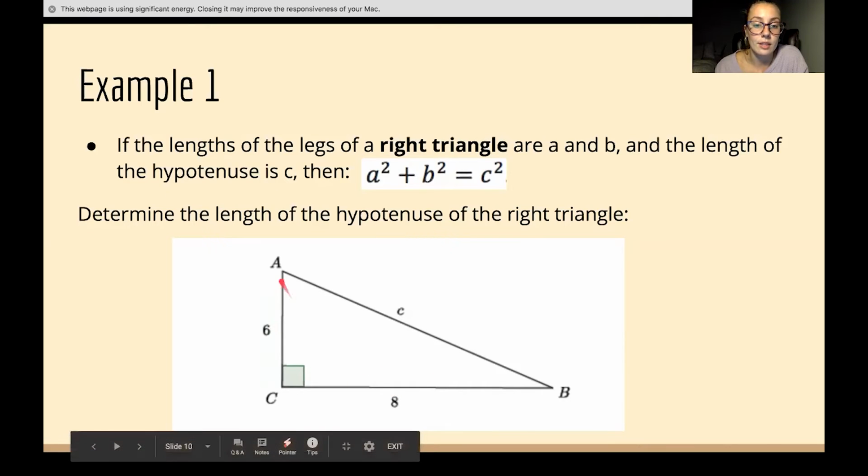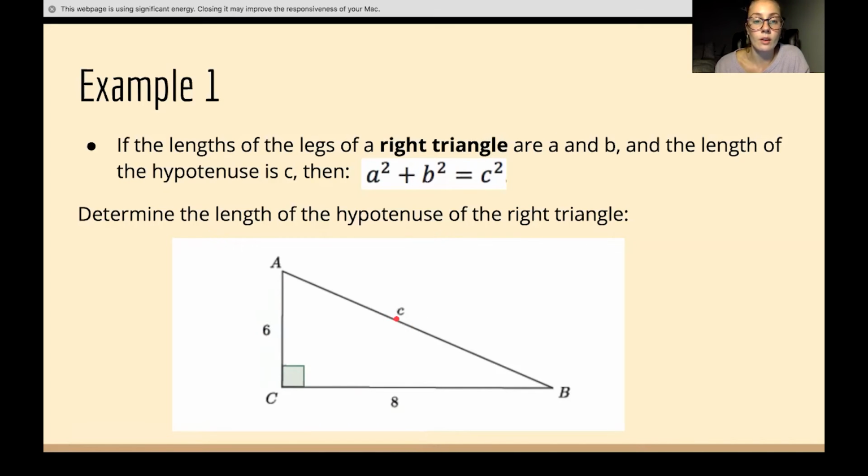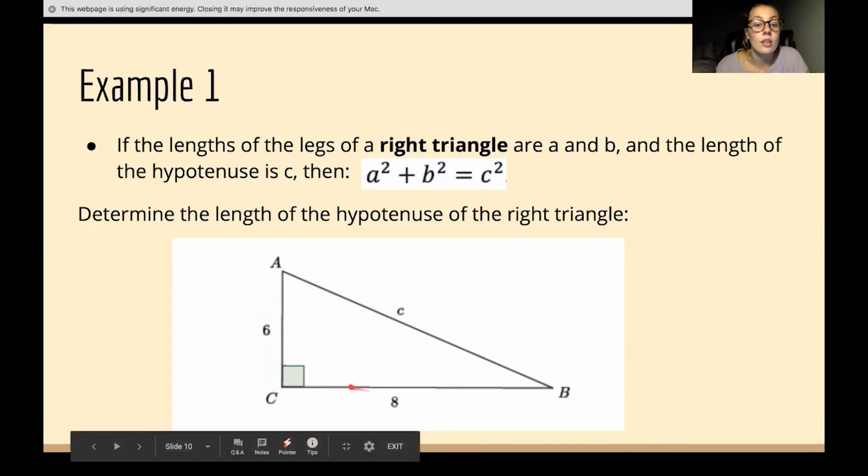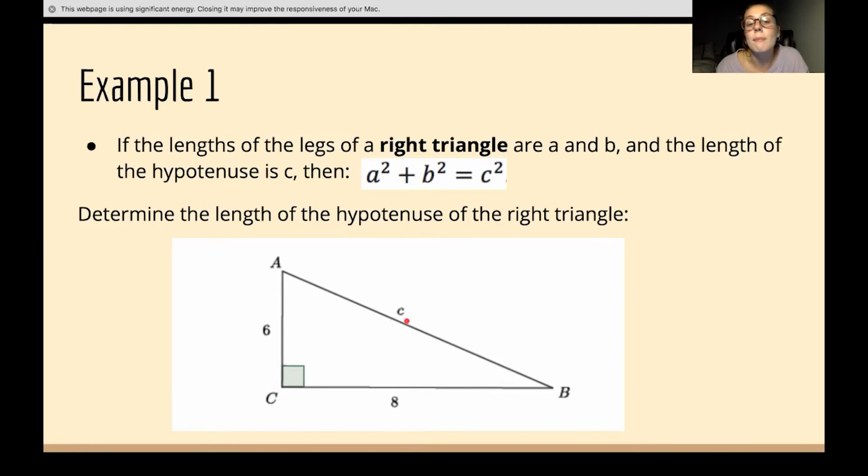So our A, 8 squared, and our 6 squared, we're going to add those together to get the length of our hypotenuse. So maybe pause the video for a second and try it. Maybe you copy this triangle down, start plugging in numbers for A squared plus B squared equals C squared, or just think about and make the connection of the right triangle to the hypotenuse being the diagonal.